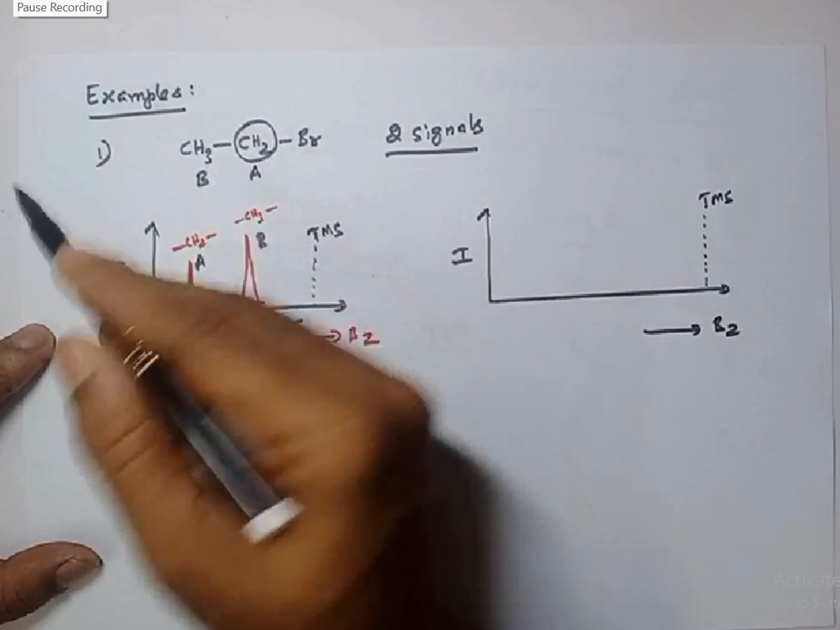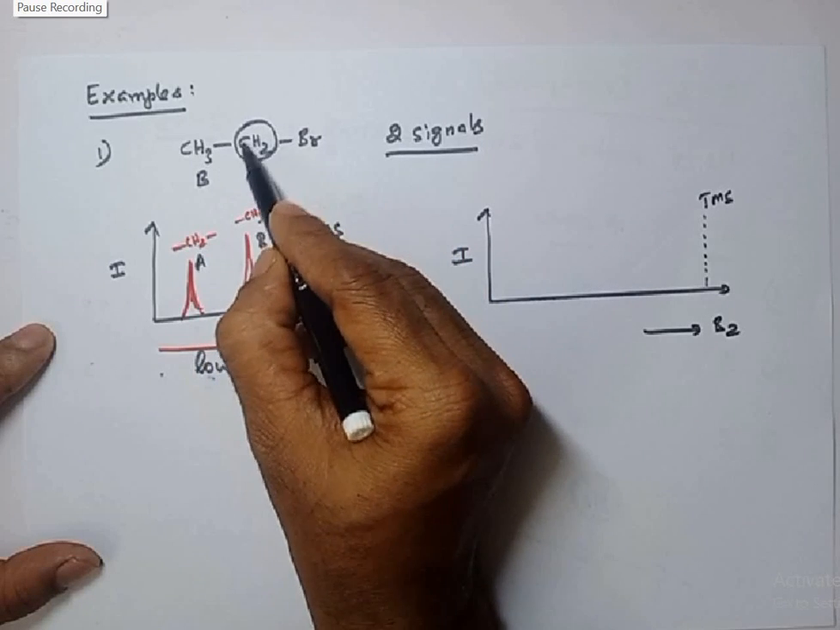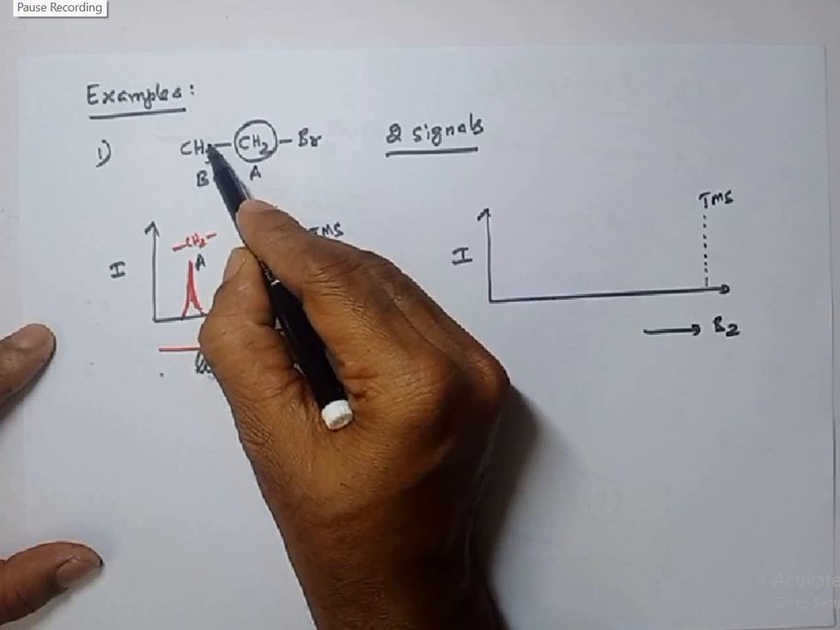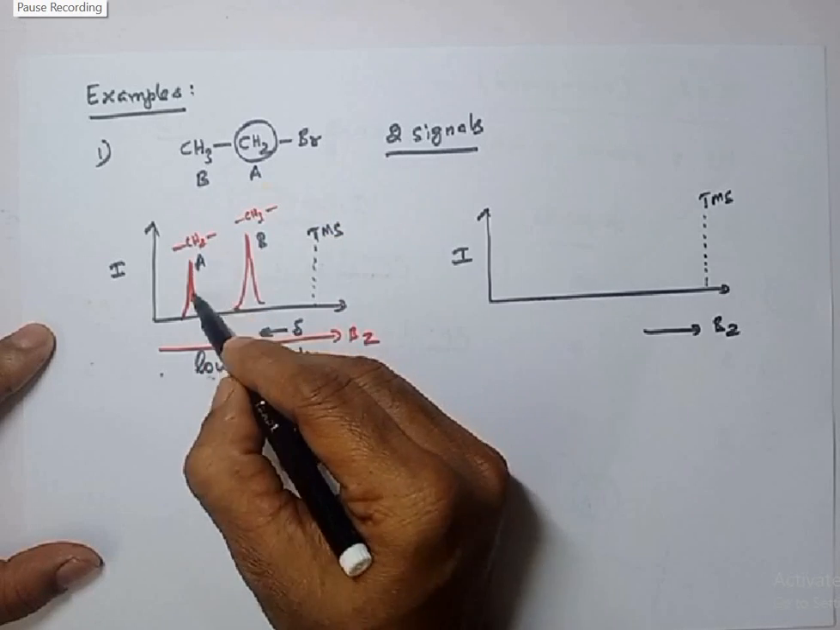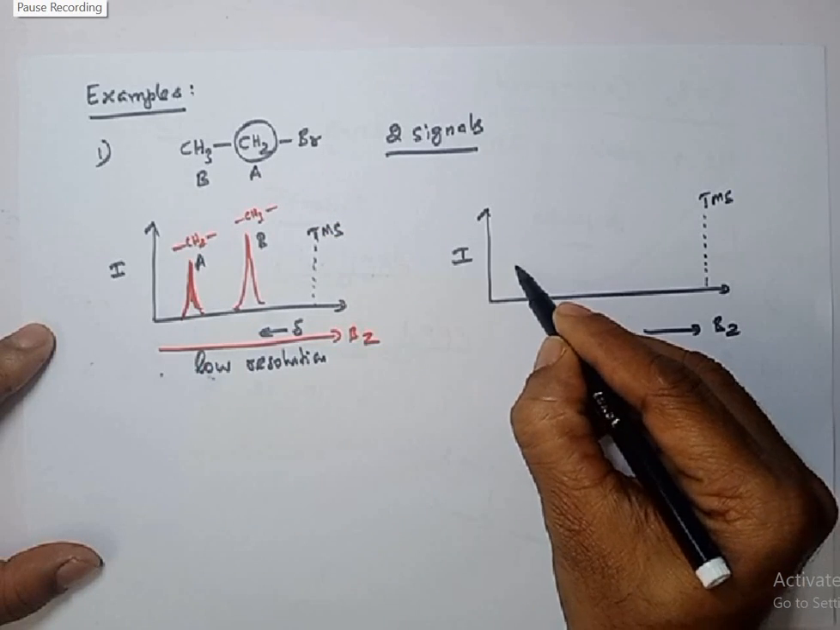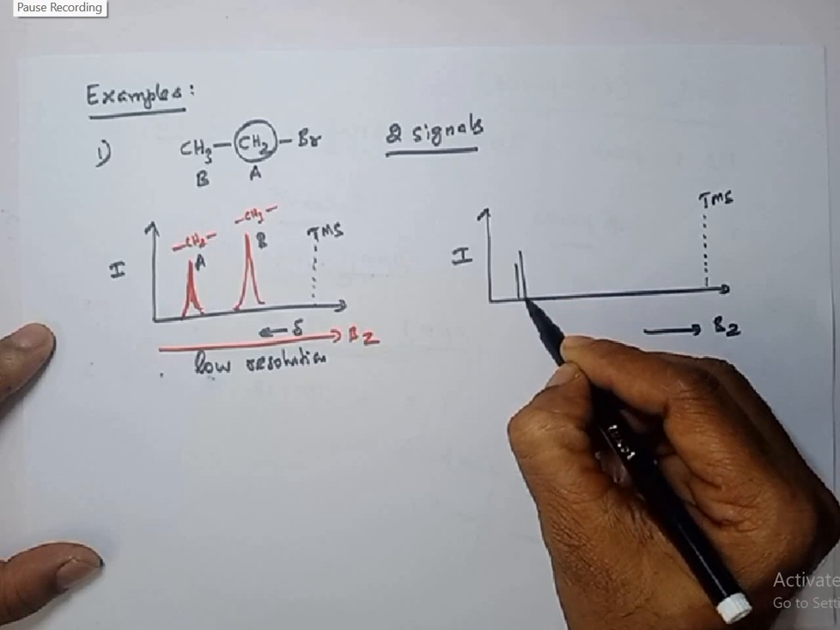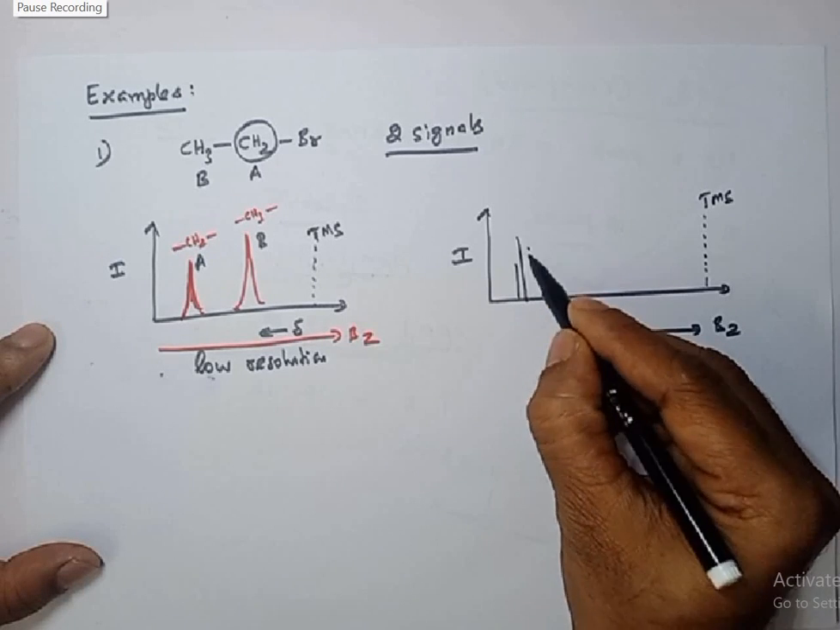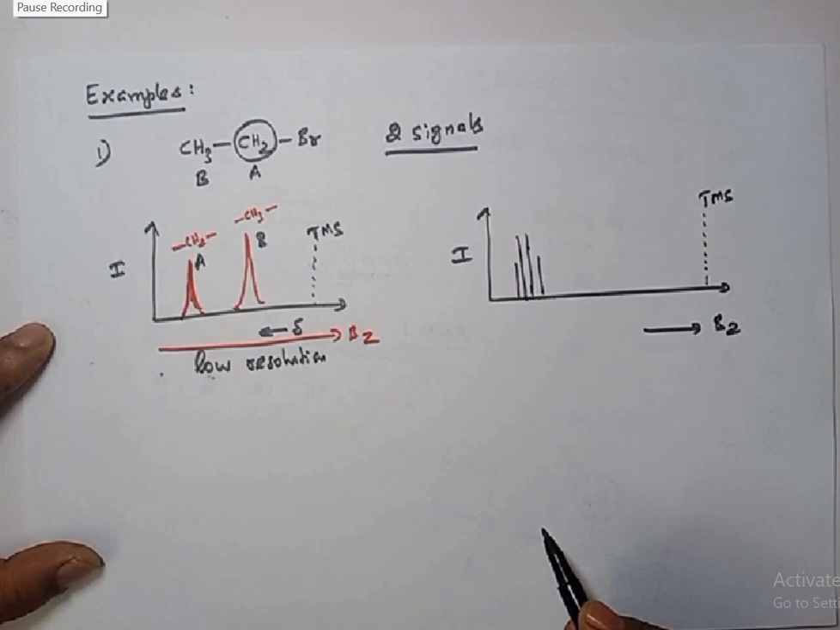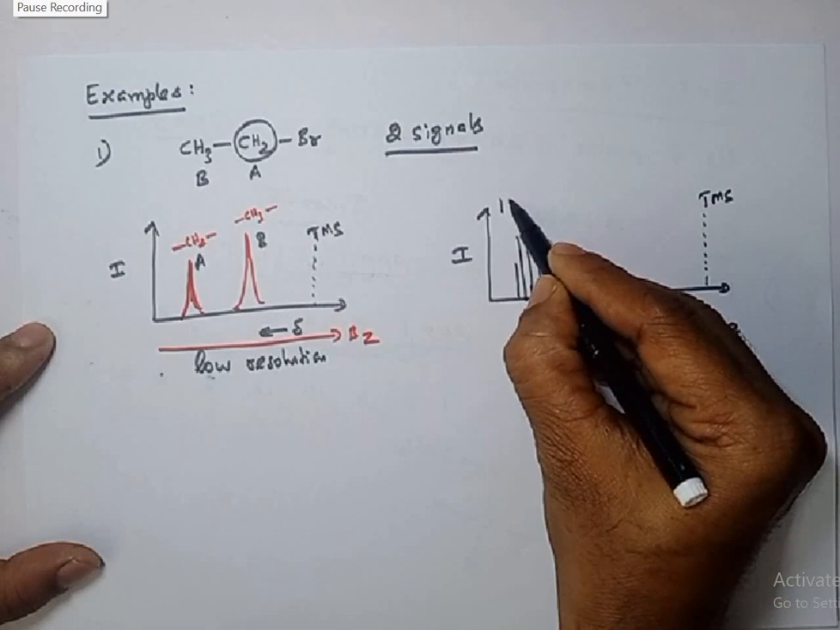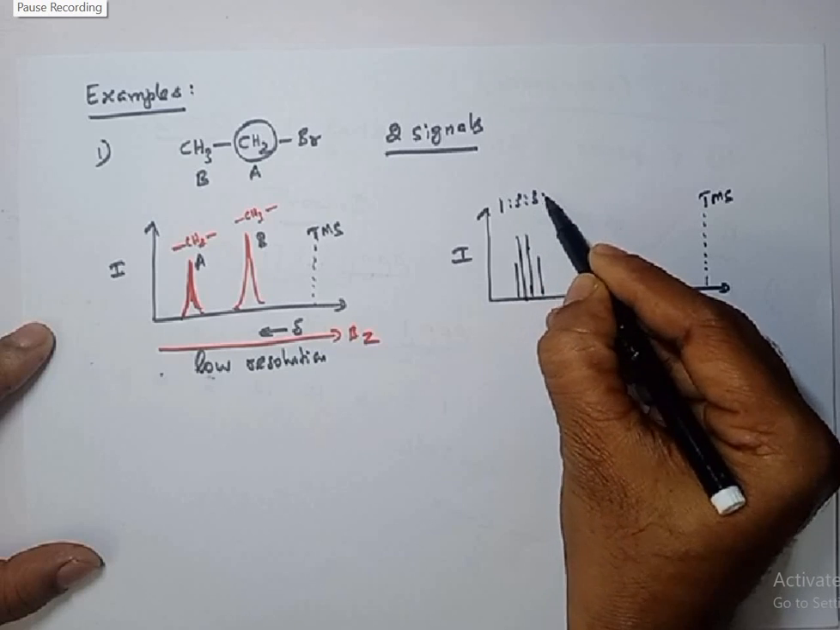Therefore, we should use the n+1 rule. So the A proton signal is split into a quartet by the B protons. Let me draw just a line. I'll get 4 lines. It will split into a quartet. And the intensity ratio is 1:3:3:1.